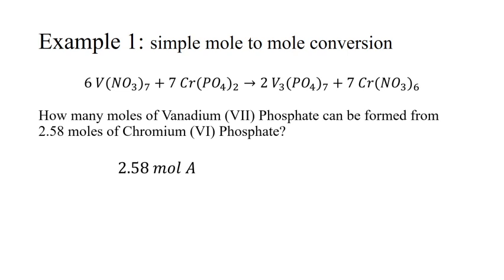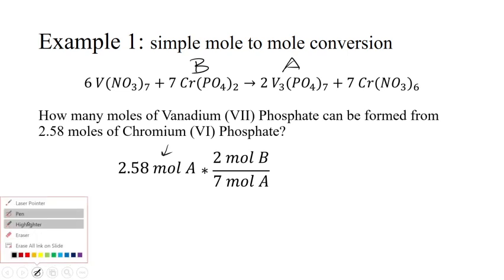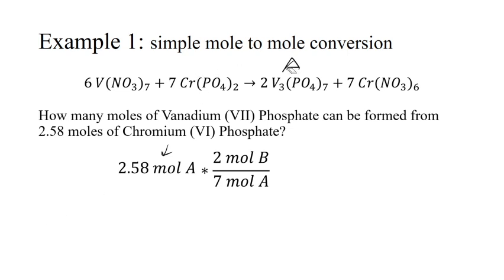So, we're going to start with what we know. We know we have 2.58 moles of our chromium 6-phosphate. There's our A and our B. So then we get our mole ratio, right? Because we're already in moles, we don't even have to convert to moles. Oh, sorry, I have my A and B backwards. Let's fix that. Erase, erase.